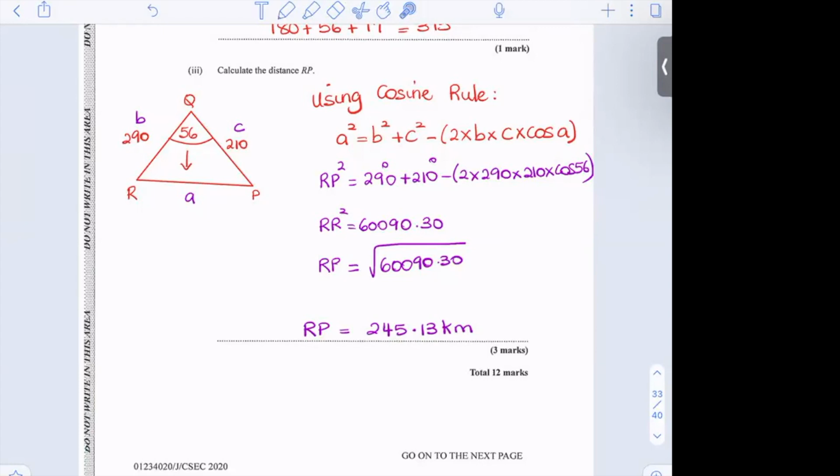So notice whenever we have to use the cosine rule, most of the times it is worth 3 marks.